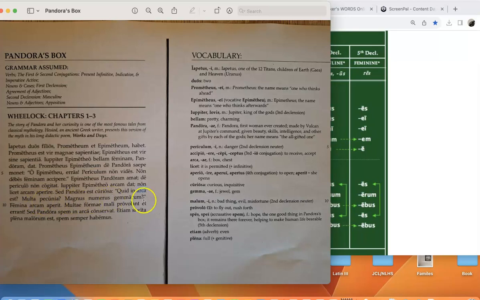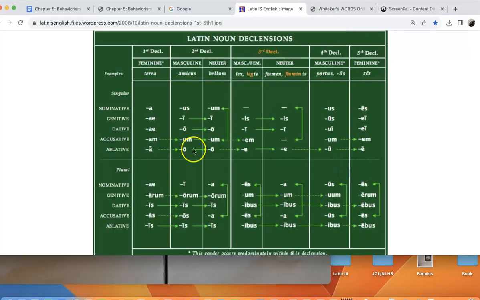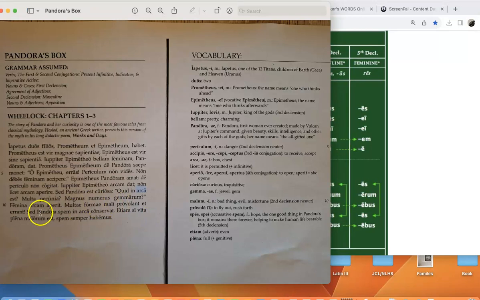a large number of gems, and here we have some vocabulary over here. So a lot of money, a large number of gems. So notice of gems is first declension genitive plural. So that's why we say of gems, G-E-M-S. The woman opens the box. So femina aperit arcam.